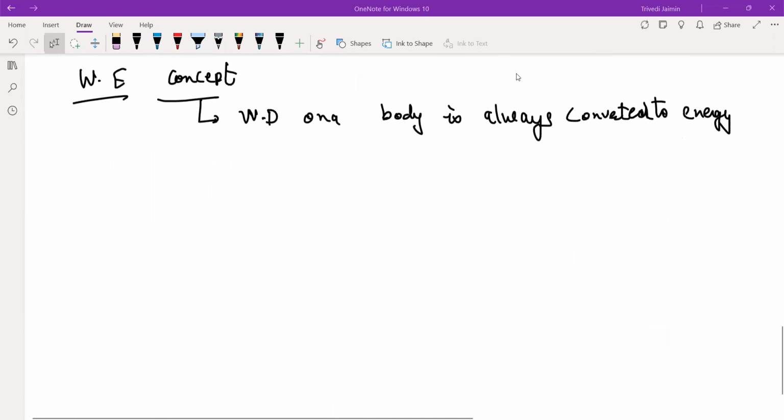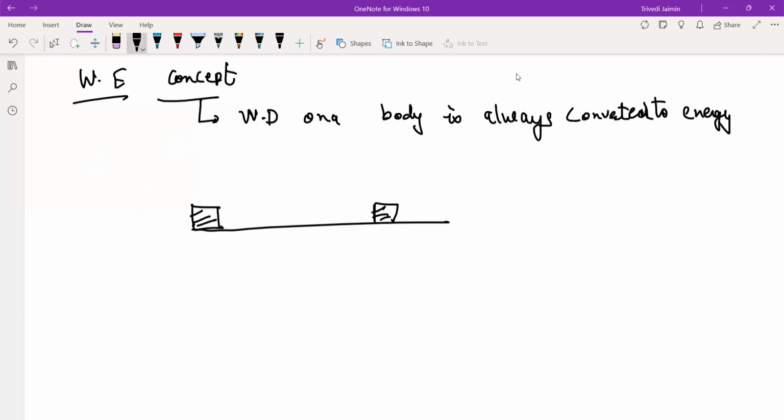So it's converted into kinetic energy. In short, if I draw a box here, same example which we did, the standard example: I'm applying force, the box is displaced. So this work done is converted into motion, that is kinetic energy. So work done is stored in a body as kinetic energy.